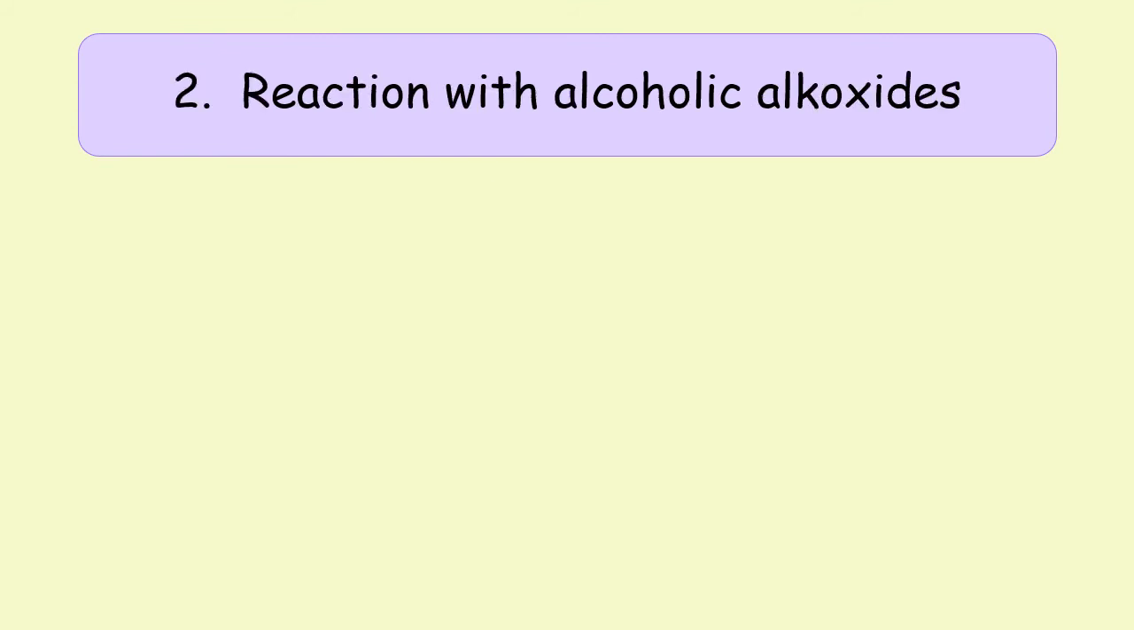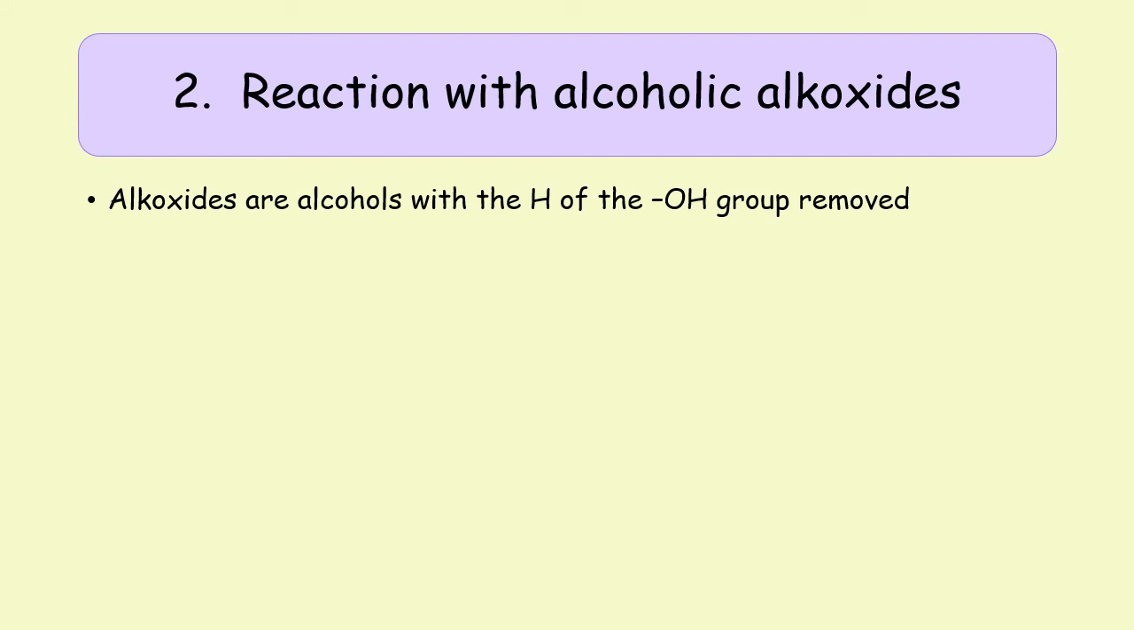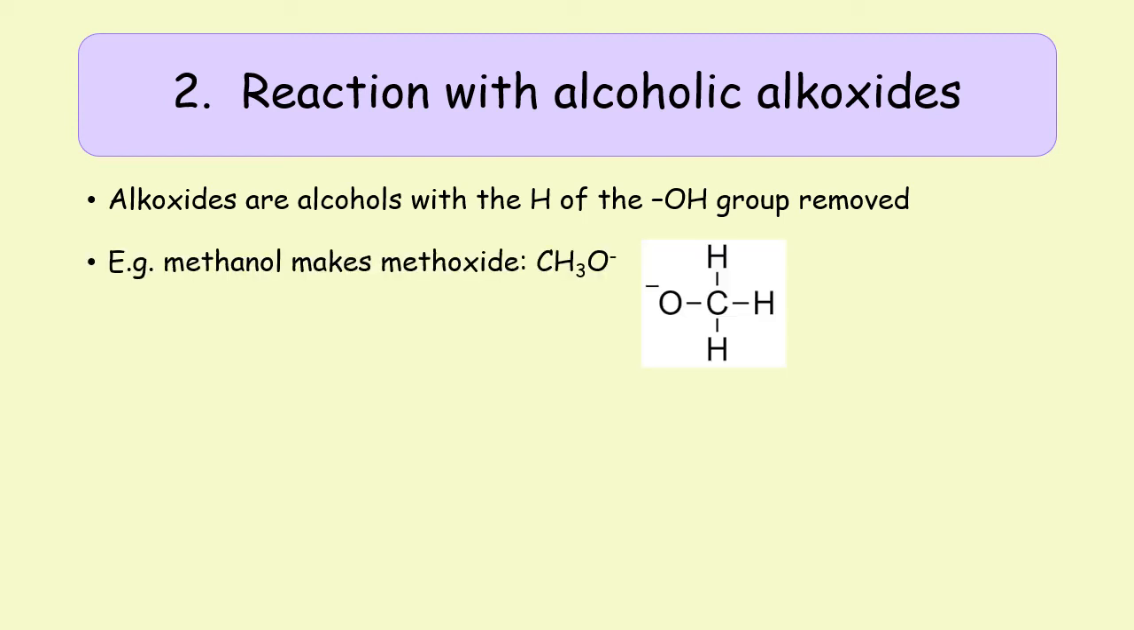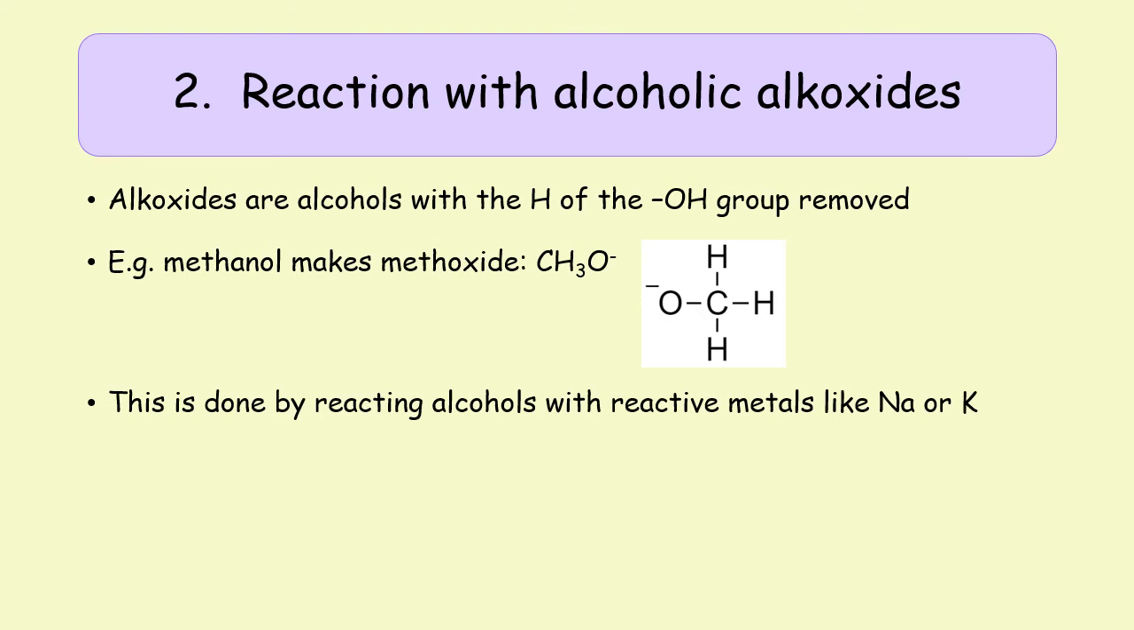The second type of substitution reaction is a reaction with something called an alcoholic alkoxide. Now, an alkoxide is any alcohol with the hydrogen of the hydroxyl group removed, resulting in that hydroxyl group being an O negative ion. So methanol will form methoxide ions, with the negative charge on the oxygen. Ethanol will form ethoxide. Propanol will form propoxide, etc.